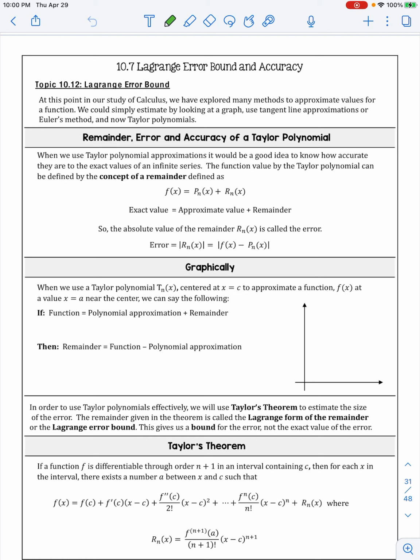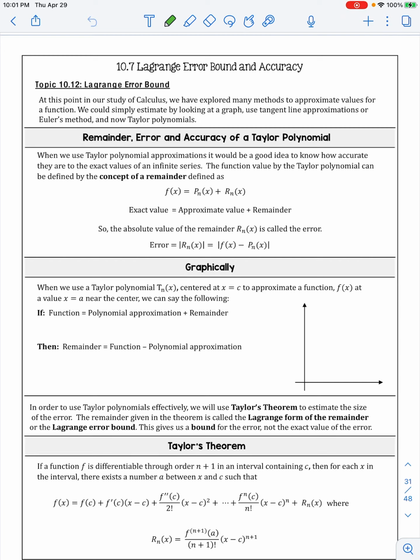10.7 Lagrange error bound and accuracy. At this point in our study of calculus, we have explored many methods to approximate values for a function. We could simply estimate by looking at a graph, or we could use the tangent line approximations that we've learned, or we could use Euler's method, and now we have Taylor polynomials also as a way to approximate values of a function. So, remainder, error, and accuracy of a Taylor polynomial.